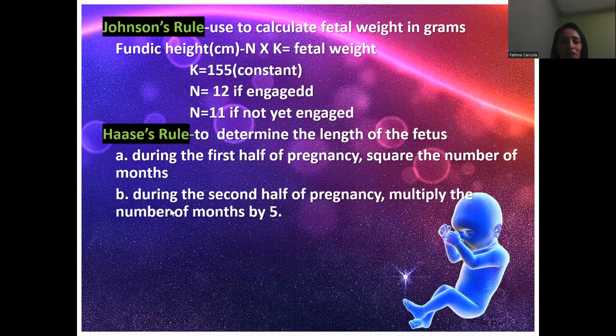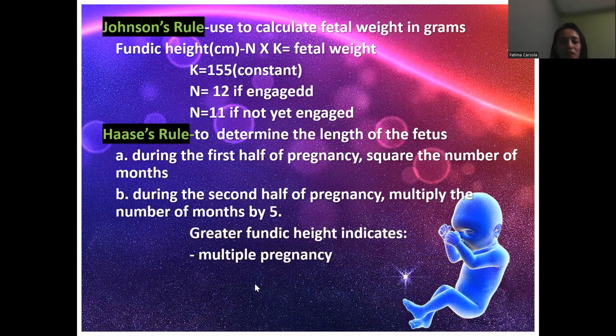Another one you have here, letter B, during the second half of pregnancy, multiply the number of months by 5. For example, if the woman is 6 months, 6 times 5 equals 30. That means the baby could be 30 centimeters at this point in time.